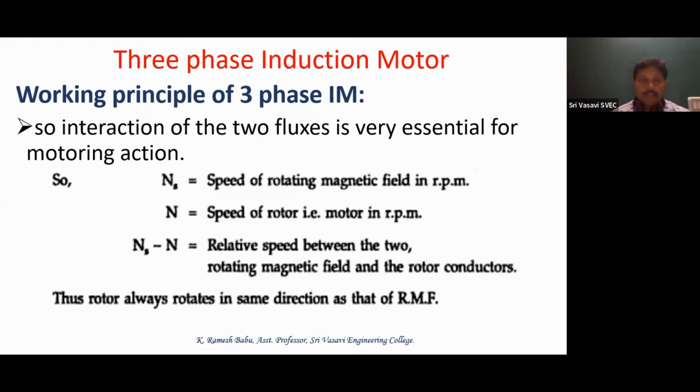Here Ns is the synchronous speed, that is the speed at which the rotating magnetic field rotates, in RPM. N is the actual speed of the rotor, that is the motor, in RPM. So Ns minus N is the relative speed between the rotating magnetic field and the rotor conductors. It is also called the slip speed.